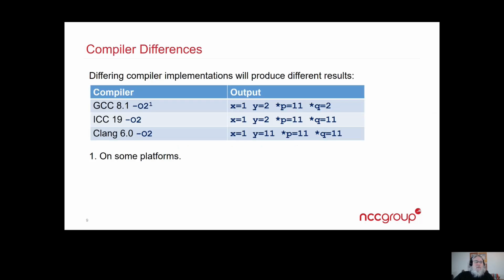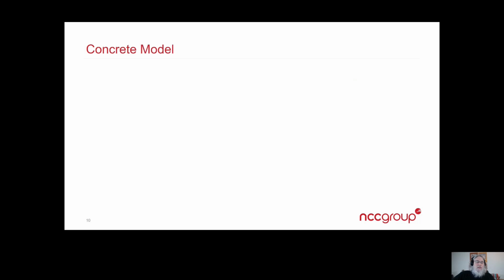So there's quite a lot of variation between different compilers. If you compile this, for example, with GCC, you'll get one set of output. If you use Intel's compiler, you'll get a different output. And if you use Clang, again, you get completely different output.